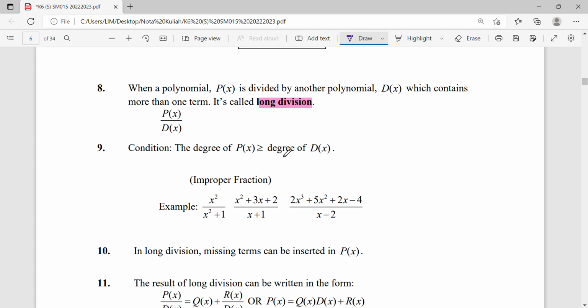So what is meant by improper fractions? When you meet a fraction which is improper, what is improper here? You can see this is quadratic, this is quadratic. So quadratic over quadratic is improper, greater or equal. Quadratic over linear is greater. Cubic over linear is greater. So all these fractions are in the category of improper fractions, and we need to undergo long division.